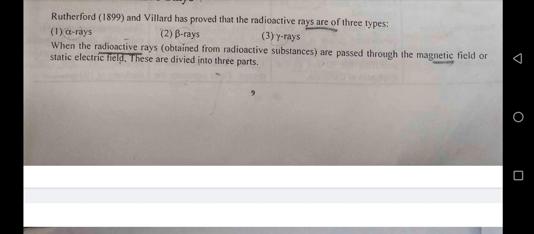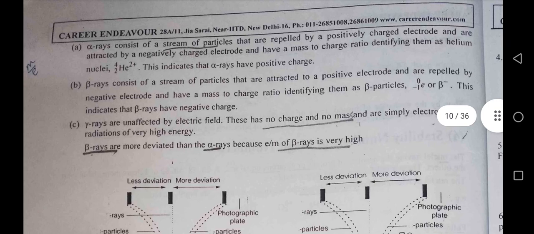When the radioactive rays are passed through a magnetic field or static electric field, they are divided into three parts. Alpha rays consist of a stream of particles that are repelled by a positively charged electrode and attracted by a negatively charged electrode, and have a mass to charge ratio identifying them as helium nuclei, 2He4 2+. This indicates that alpha rays have positive charge.